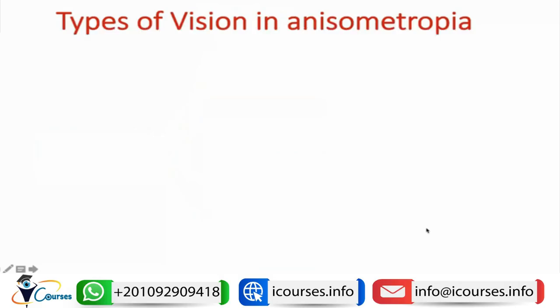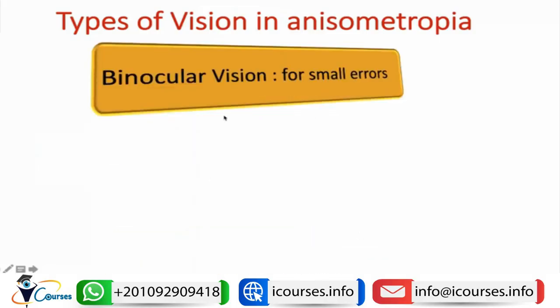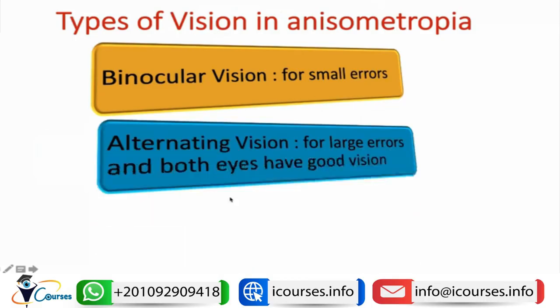So how can this anisometropia affect the vision? The answer to this question will vary according to the degree of anisometropia. Is it a small degree or a large degree? This difference can lead to either binocular vision, where the individual uses both eyes for vision, and this usually occurs for small errors. Or alternating vision, meaning that the refractive error is usually large, but the person has good visual acuity, so he can use either eye for vision.